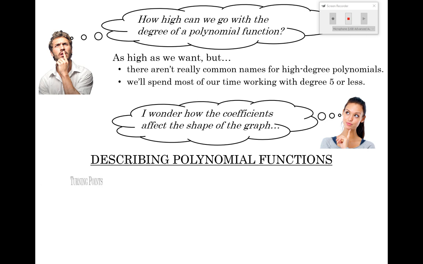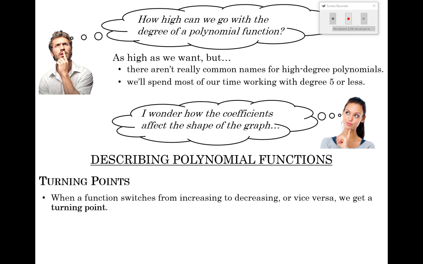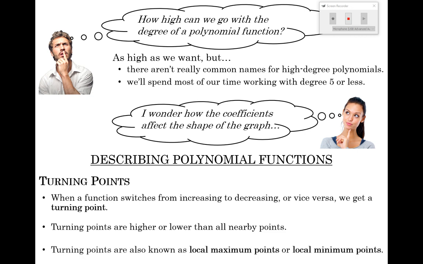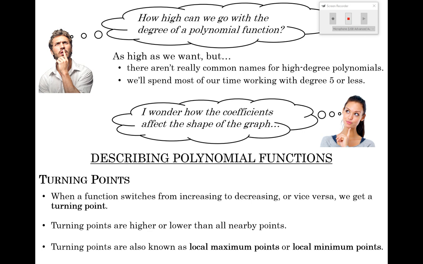Turning points. When a function switches from increasing to decreasing or vice versa, we get a turning point. Turning points are higher or lower than all nearby points. Turning points are also known as local max and local min. Is that good? That's supposed to be like 100% review. We did that in both chapter 1 and chapter 2.